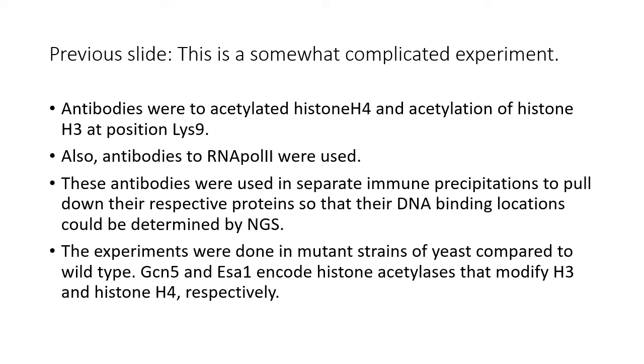Okay, so we have antibodies. Importantly, we have antibodies to acetylated histone H4 and acetylated H3 at position lysine 9. And we also have antibodies to RNA polymerase. They don't tell us what subunit. So these were used in separate immune precipitations to pull down the proteins so that the DNA binding locations could be determined. And these were done in wild-type and mutant strains, and these were compared to each other. Okay, so these both encode histone acetylases.